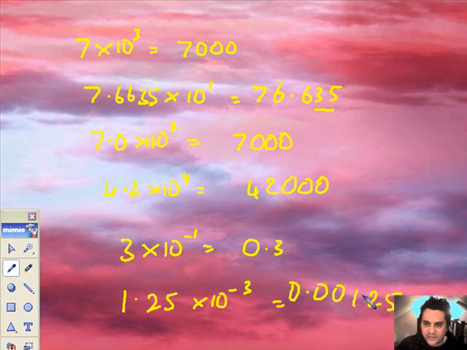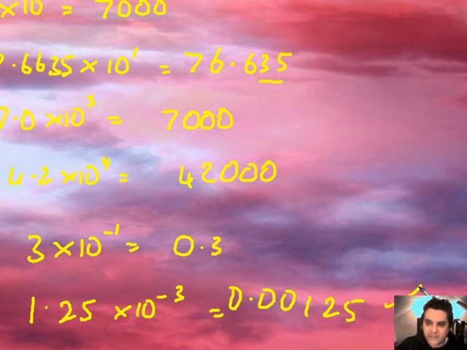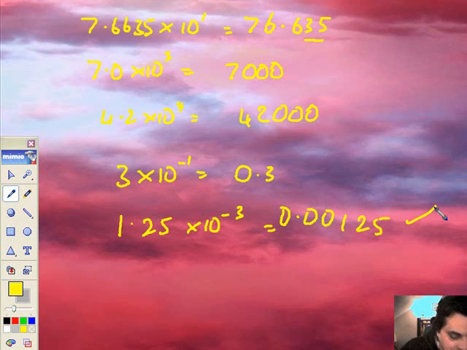Let's just check it. So we're starting from 1.25. Go back once, twice, 3 times. Yep, that works. Definitely correct. 0.00125. I think I'll try the next one. Make this the last one.